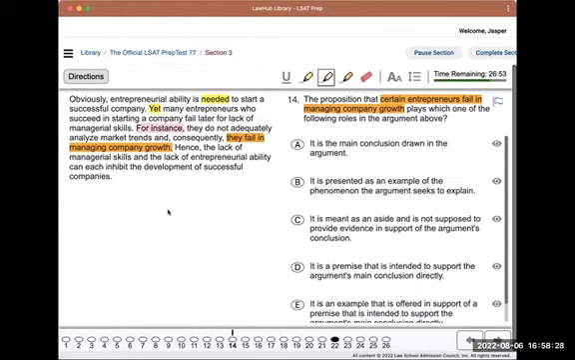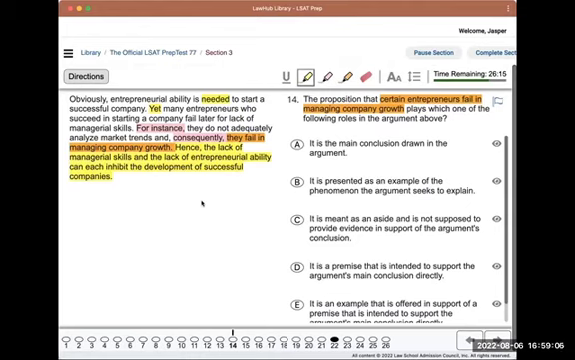Okay, an example of a lack of skills that results in failure. So, for instance, they do not adequately analyze market trends, and consequently, because of that, they fail in managing company growth. Hence, okay, so because of all this, this example is going to support the main conclusion. Hence, the lack of managerial skills and the lack of entrepreneurial ability can each inhibit the development of successful companies.